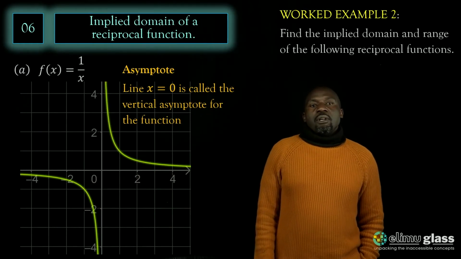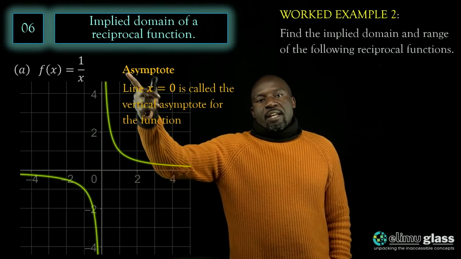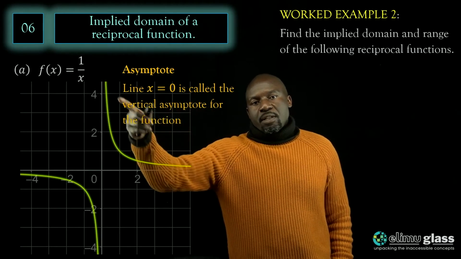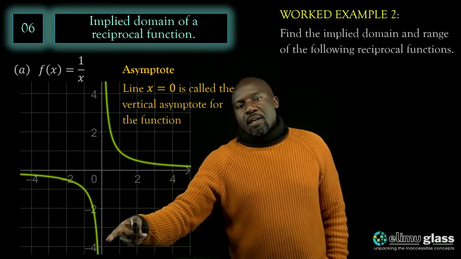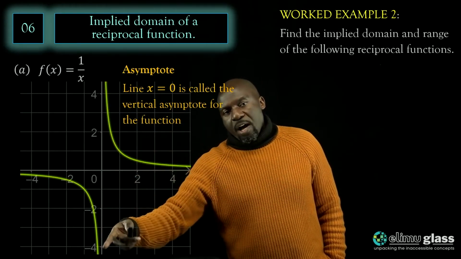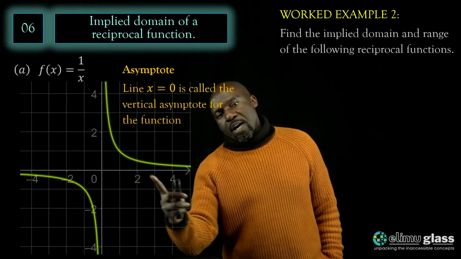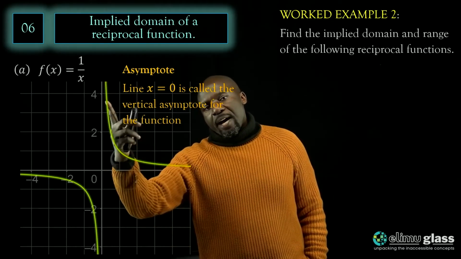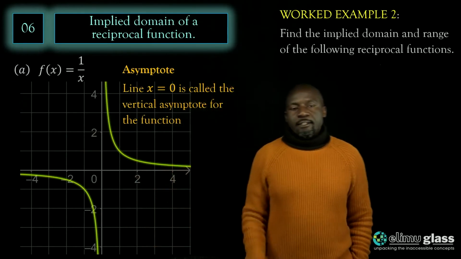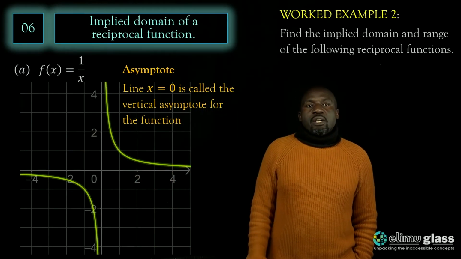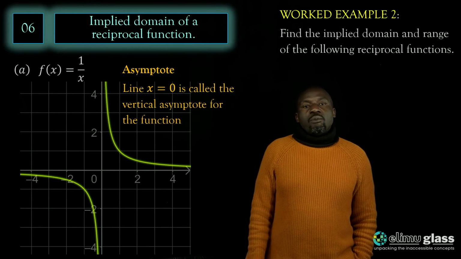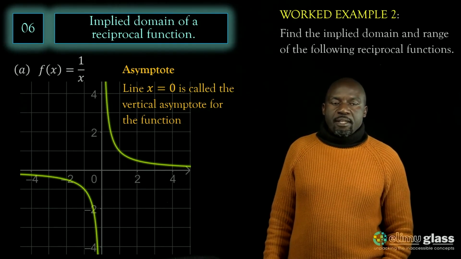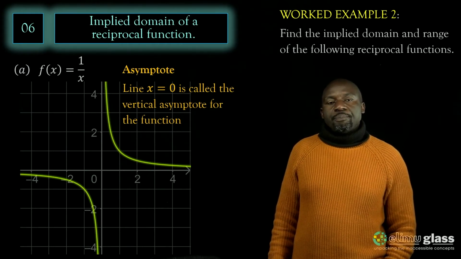Now, the line x is 0 is an asymptote. The line x is 0 is the y-axis, which is to say that the graph cannot cross the y-axis. That's why we say the graph is asymptotic to the y-axis on either side. So while we are at it, we've already determined the domain. What do you think the range of this reciprocal function is? You can pause the video and try it out.